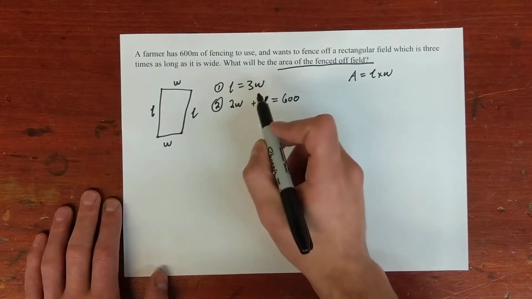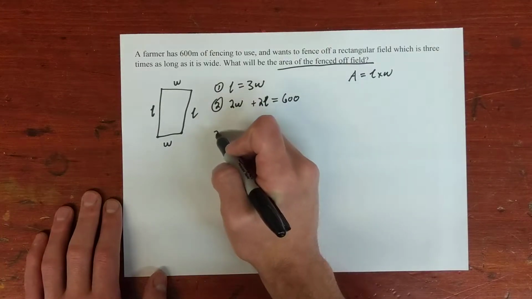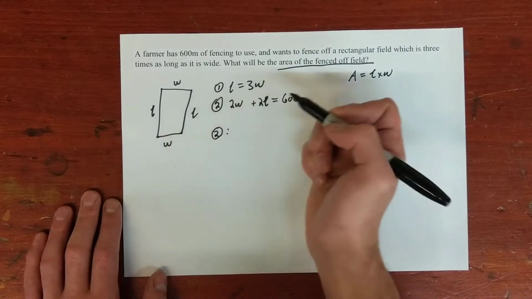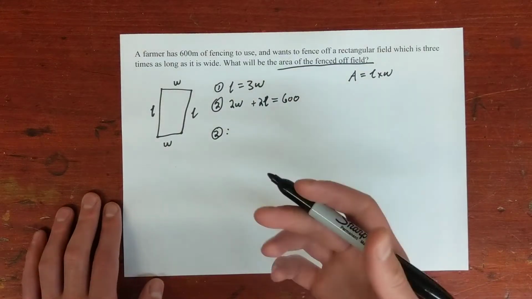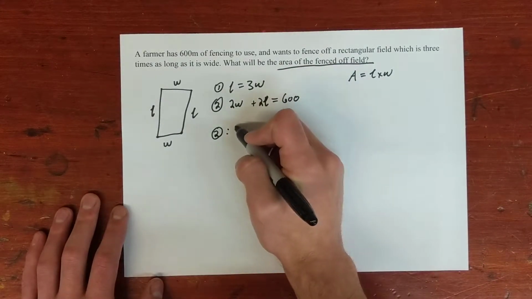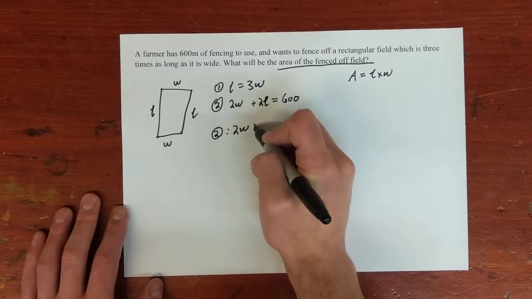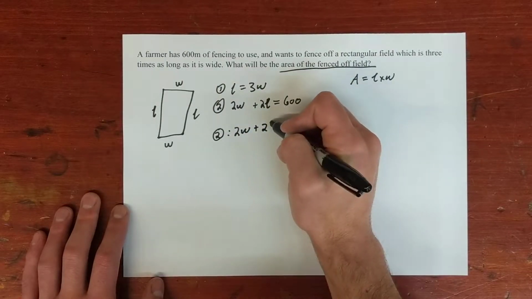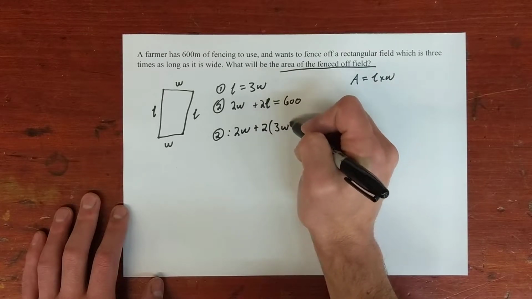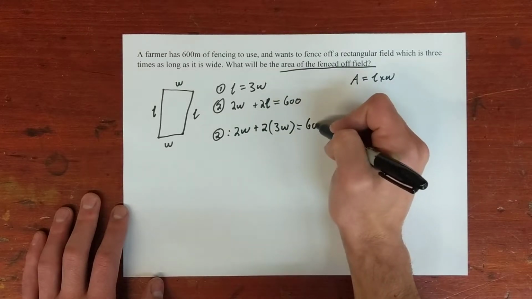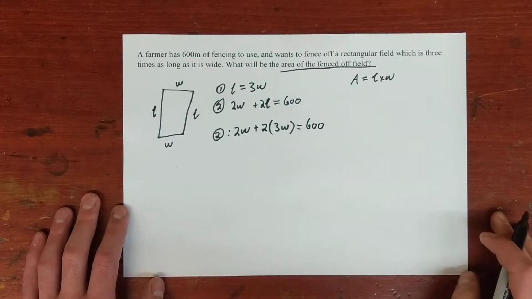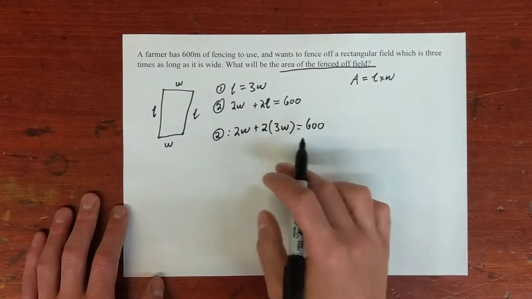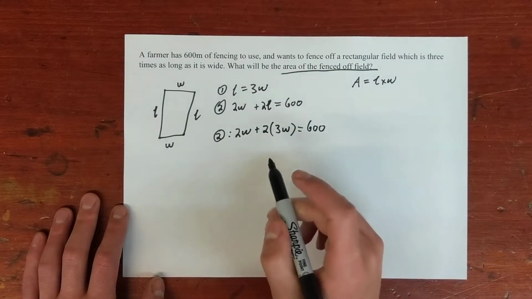So if L equals 3W, then I'm going to rewrite equation 2, but wherever I see an L, I'm going to swap that with a 3W. So I get 2W plus 2, and then instead of 2 times L, it's going to be 2 times 3W, and that equals 600. I can now solve for W because I've got a linear equation with only one variable.